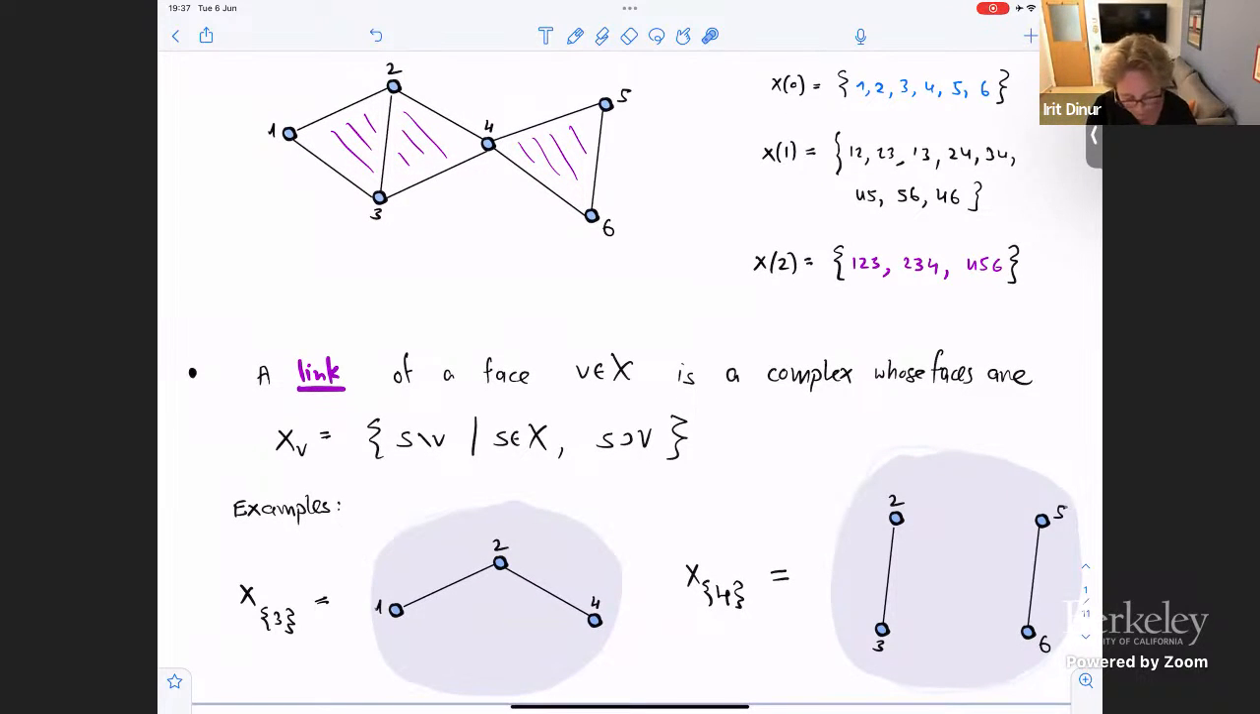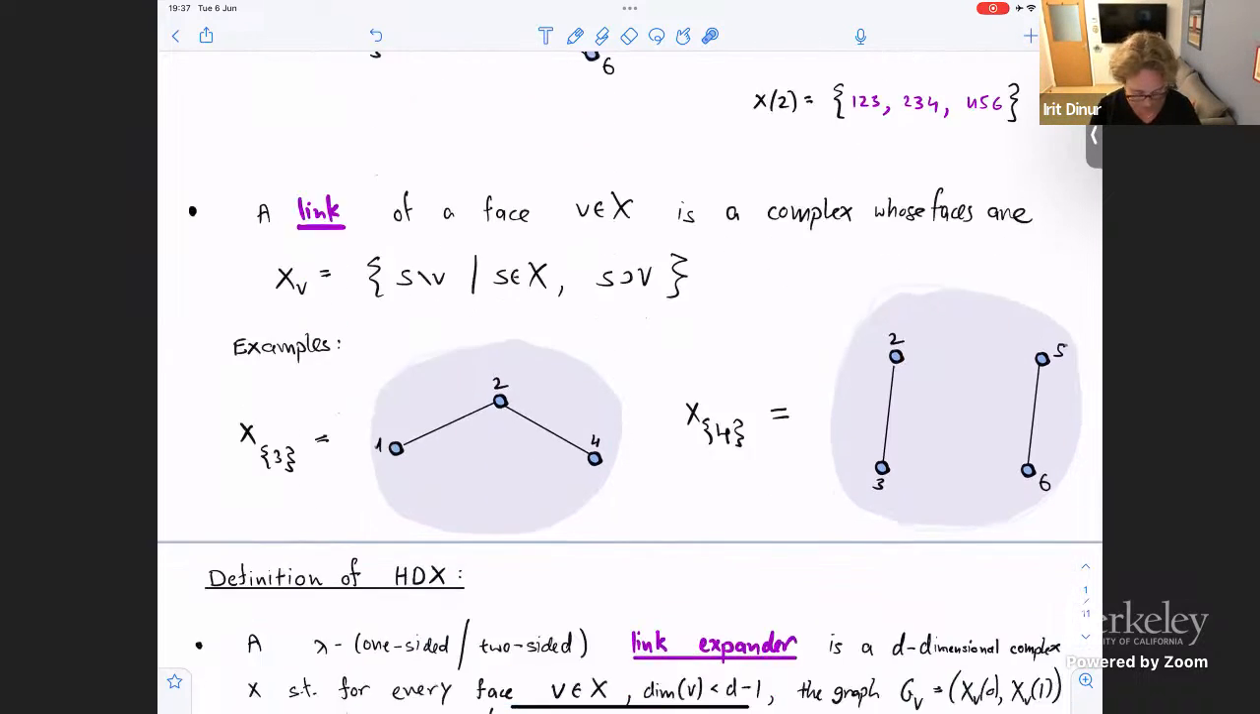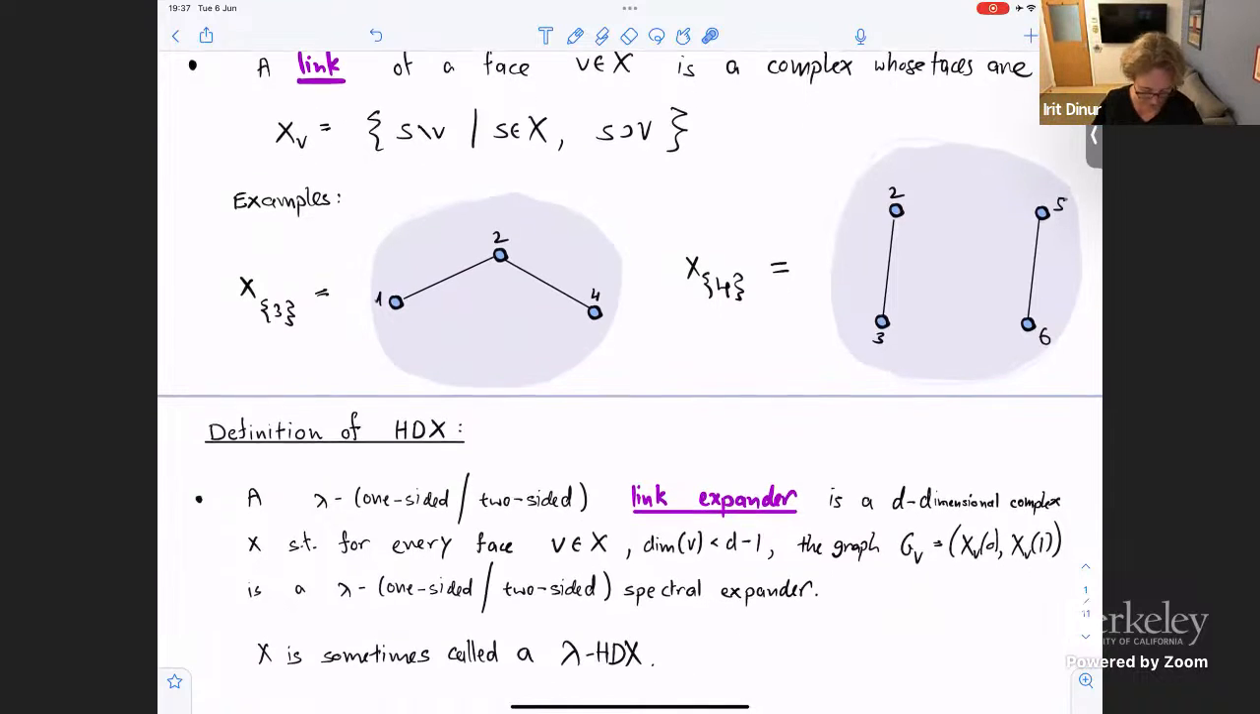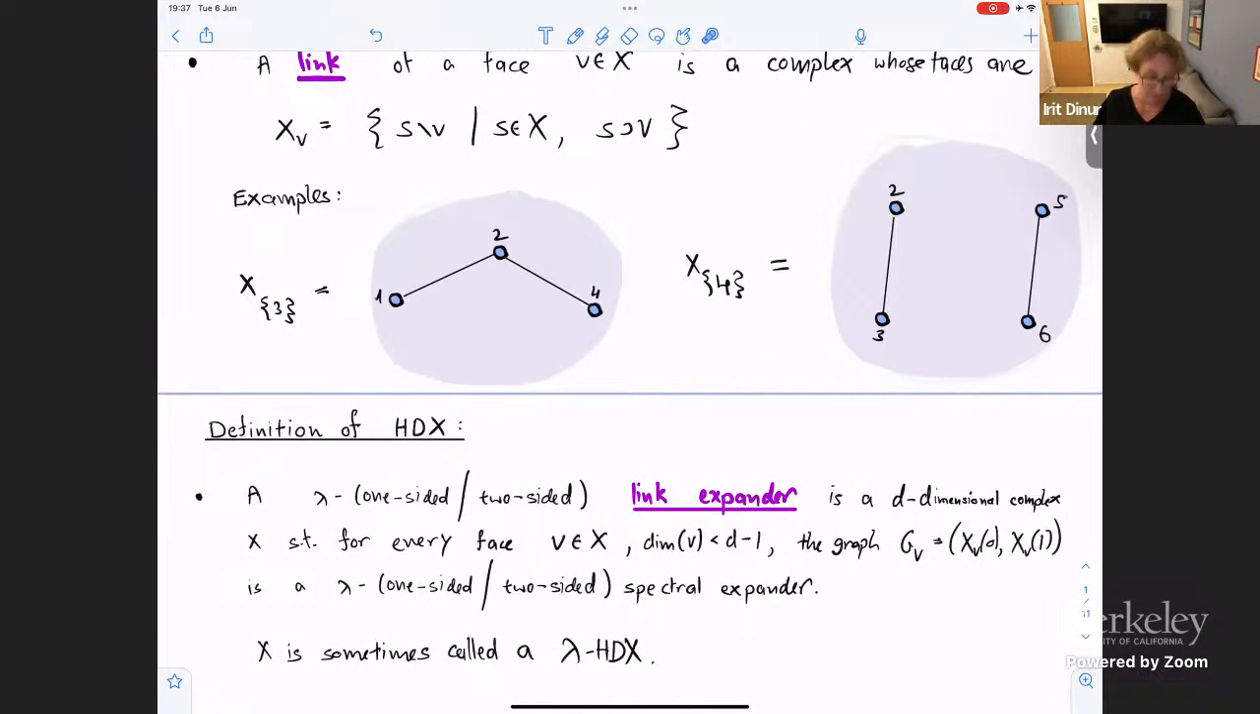Notice that we had a 2-dimensional complex, and now we looked at the link, and now the link itself is a 1-dimensional complex. So always the link of a vertex is going to have 1 dimension less. And if you look at the link of a higher dimensional face, then the dimensions will decrease proportionally. Okay, so now that we have defined the links, we are ready to give a definition of a high-dimensional expander.